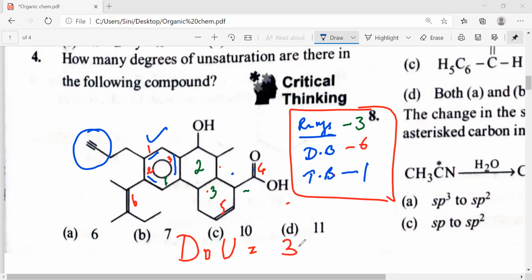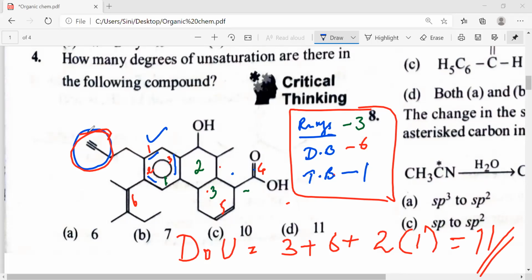So rings plus double bonds plus twice the number of triple bonds. You'll get the answer as 11 for this. So first, I'm counting the number of double bonds. Then the number of triple bonds is very easy for me. Count the number of rings: 1, 2, and 3. Then just do a simple mathematical calculation. Simple thing. No need for any formula. We can get the answer very easily.